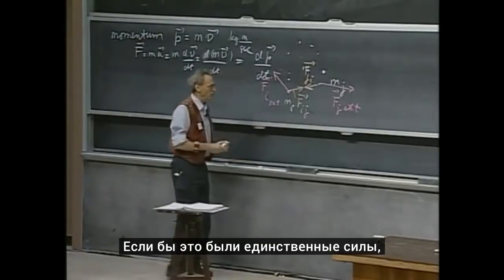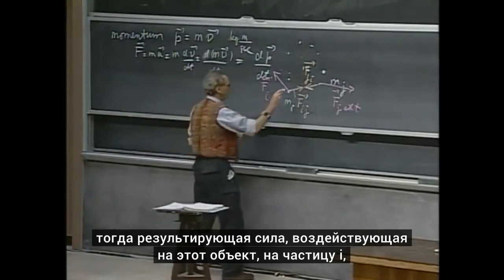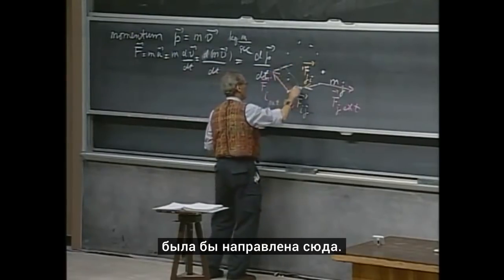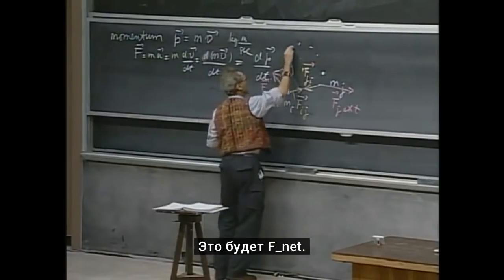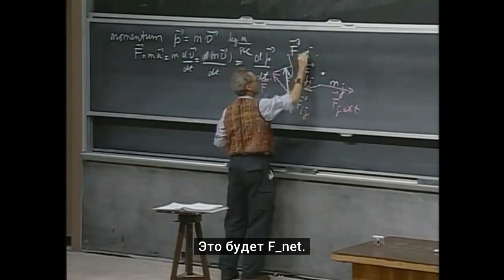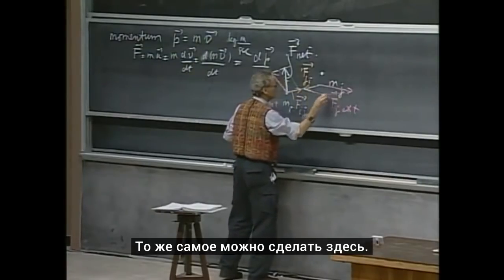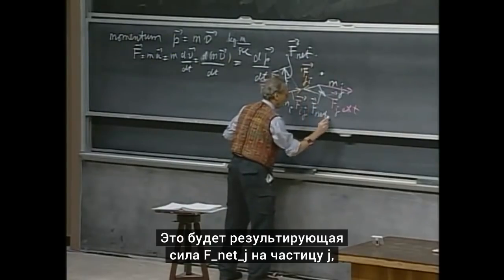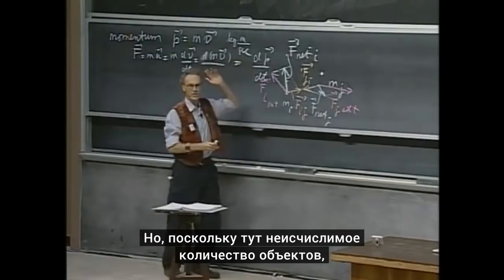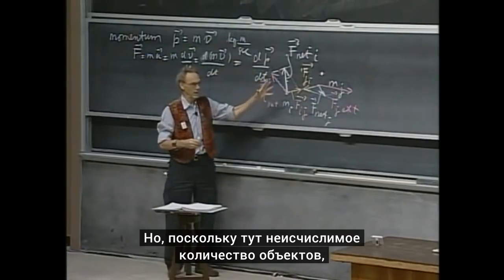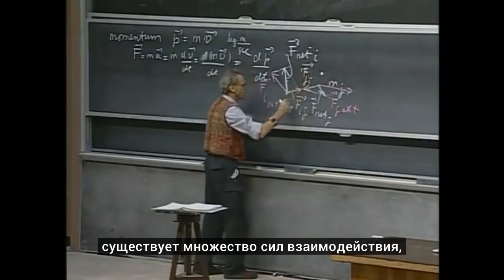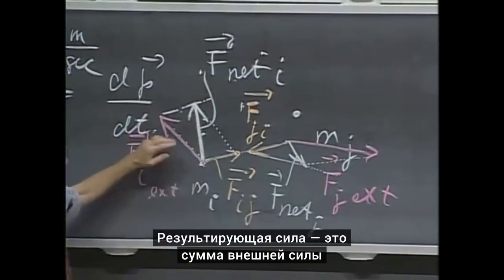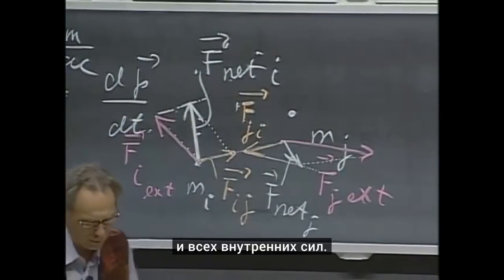If these were the only two forces, then the net force on this particle I would be a force in this direction. This would be F net. And you can do the same here. This would be F net on particle J, and this would be F net on particle I. But since there are zillions of objects here, there are many of these interacting forces, and so I can't tell you what the net force will be. The net force is ultimately the sum of the external force and all the internal forces.